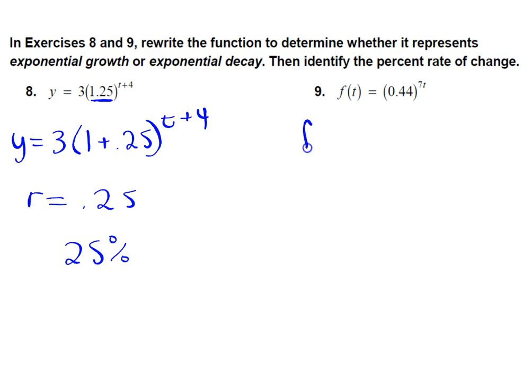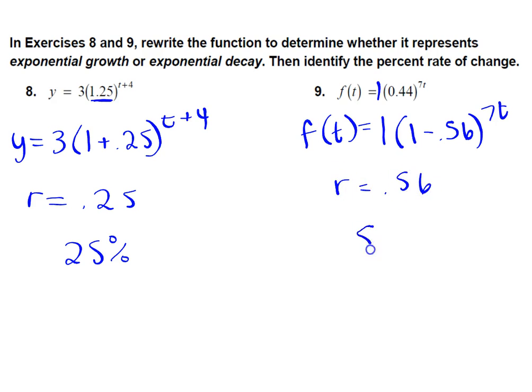For this one, f of t equals, our a is a 1, so we can write it there or not, it doesn't matter. And this is 1. Did we add or subtract to get this? We subtracted 0.56. So r is 0.56, which is about 56%. Because r is not negative, r is just the value.